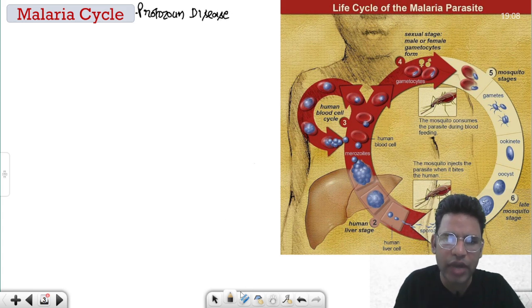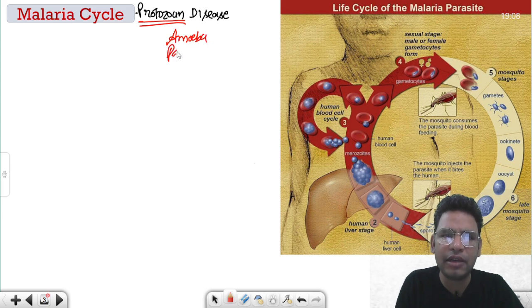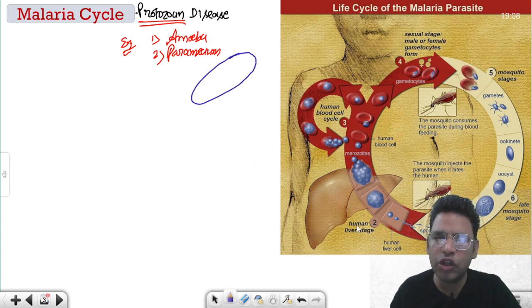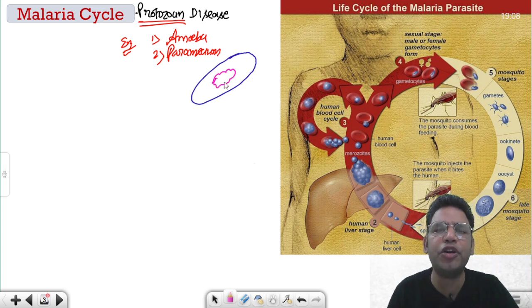Protozoa are eukaryotic, single-celled, unicellular organisms. You must be knowing amoeba, for example. You must be knowing about paramecium. These are examples of protozoa. Protozoa are fully eukaryotic cells. They are unicellular eukaryotic cells, and I have already made a video on eukaryotes.